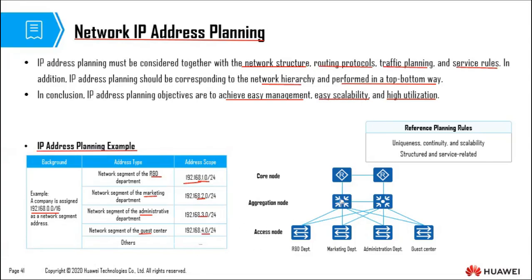Now, some of the rules that we use during planning are, number one, uniqueness. Uniqueness simply means that every host in your network should have a unique IP address. Then continuity. I think we've already seen continuity from .1 to .2 to .3 to .4. Continuity is also important because it is used in what we call route summarization. In the next topic, we are going to learn about route summarization and why it is important. Also scalability, as I've said. If you want to expand, you go to .5, .6, and so on.